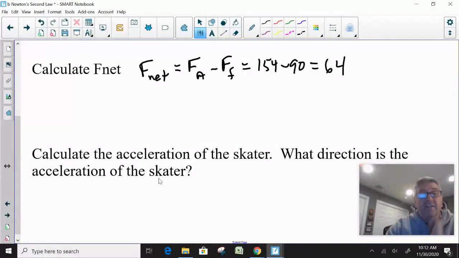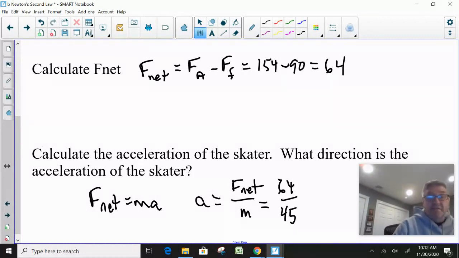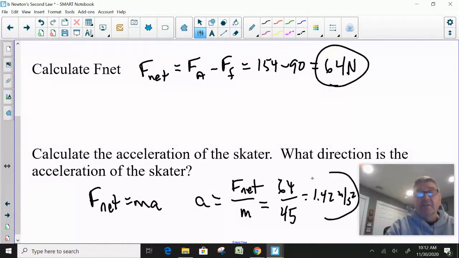Now, what I want to do is use that 64 newtons to actually calculate the acceleration. Because it's the second law, I know the F net not only equals the big one minus the little one, but also equals ma. And so I can say the acceleration equals F net divided by m. It's going to be 64 divided by 45. It's going to be 1 point something. I take 64 divided by 45, and I get an acceleration of 1.42 meters per second squared. I guess that's a final answer. So there's newtons, circle it. Meters per second squared, put a ring on it, and it's positive.